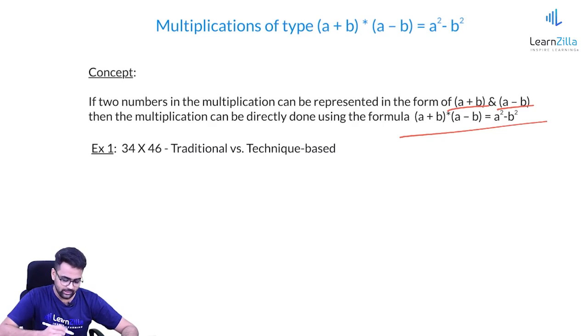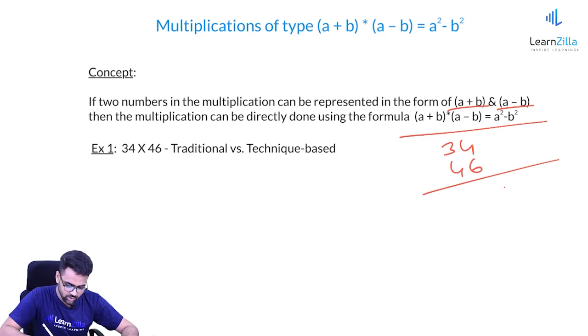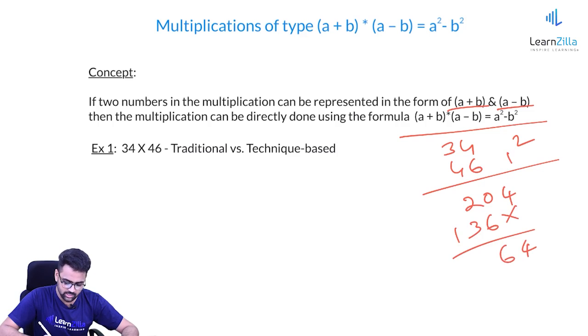So let's try to multiply 34 into 46. Let us first go the traditional route that we have learned all along. 6 4s is 24, 6 3s is 18 plus 2 is 20. 4 4s 16, 4 3s is 12 plus 1 is 13, 4 6 is 5 1. So it's 1564.